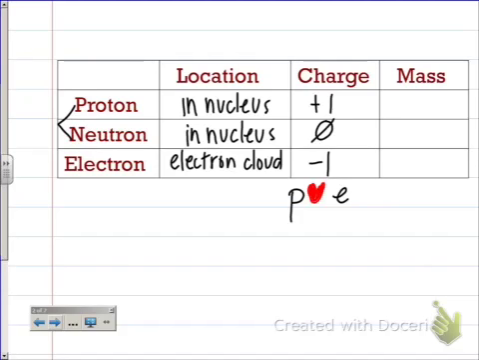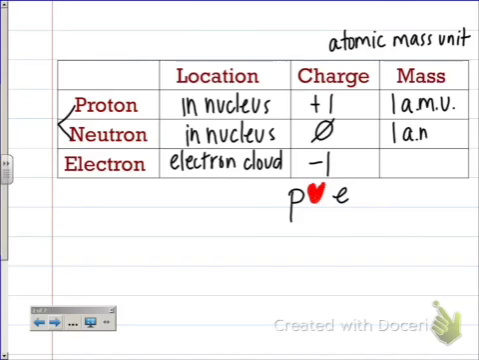Only two of these subatomic particles contribute to the mass of an atom, and those two are the protons and the neutrons. Now they are so small that they invented a unit to describe their mass, and that's called an atomic mass unit, or AMU. 1 AMU is the mass of a proton. The same thing for a neutron, 1 atomic mass unit.